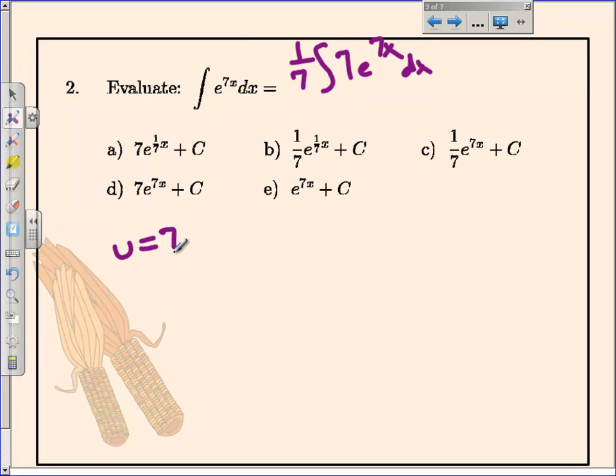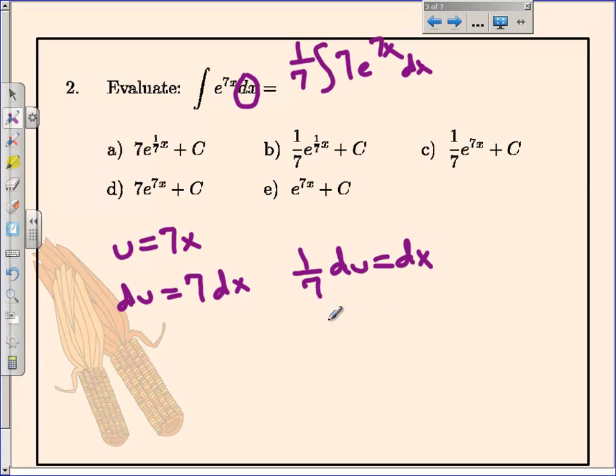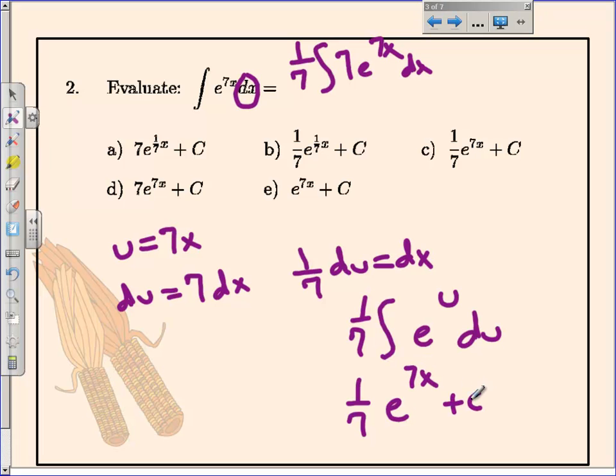We'll let u equal 7x because that's the exponent on the e. Du is equal to 7 dx. All I have to substitute for is the dx, so I'm going to solve this equation for dx. So 1/7 du is equal to dx. So this turns into the integral of e to the u times 1/7 du. And so my answer is 1/7 e to the u plus c. So where is that at? It looks like that is right here at c.